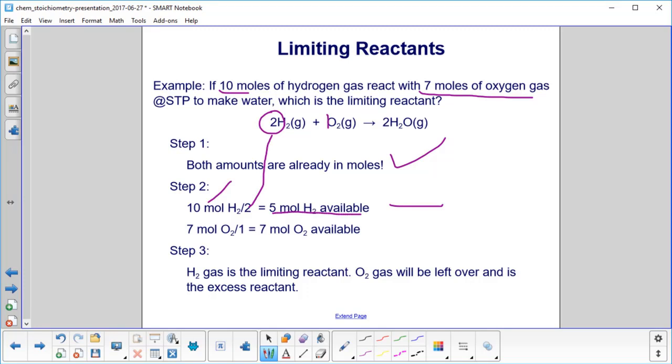Then we go to oxygen, we start with 7 moles, and we take that 1 down. 7 divided by 1, 7. So there's 7 moles of oxygen. So hydrogen gas is the limiting reactant. Oxygen gas will be left over, and we're going to call that the excess reactant.